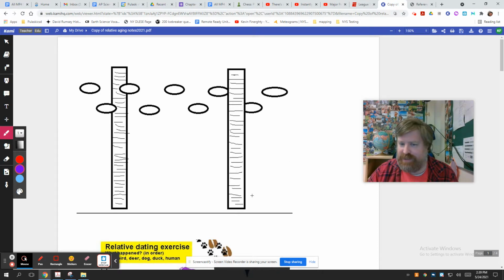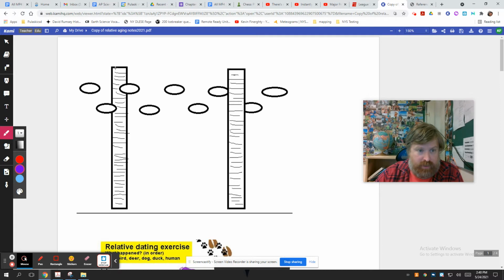You weren't here to see these three events. We humans weren't here to see rock layers being laid down in the Devonian period. But we've been able to look at those rocks, decipher clues, and put things in order. What order must this have taken place in? And that's called relative dating or relative aging. So in this case, what do you think?